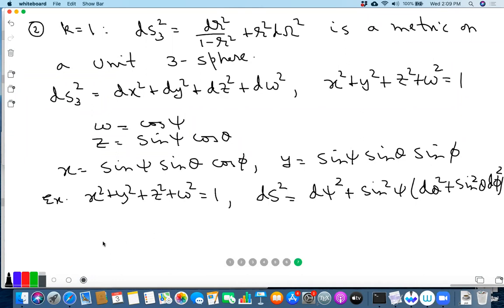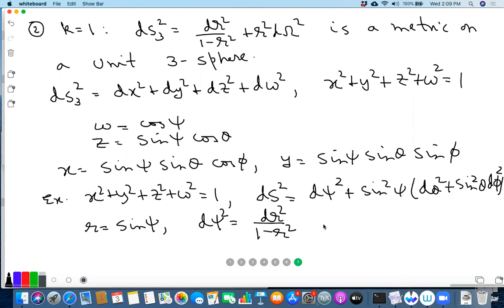Okay, and then we can make one more change of variable. I define r as sine psi. So in that case, d psi square is dr square over 1 minus r square. You can see dr square is cos square psi d psi square, and 1 minus r square is cos square psi in the denominator. So the cos square psi cancels and this becomes d psi square.